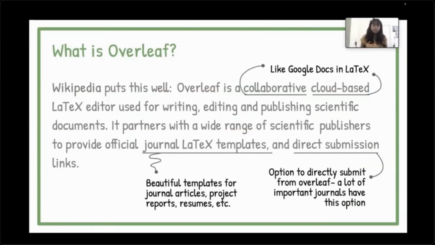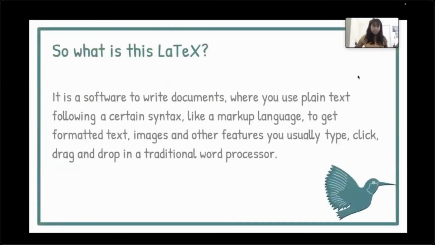It is very important because it makes writing scientific papers so much easier, because it gives you a wide array of templates for journal articles, research reports, or resumes, things like that. Also, if you have to submit these articles to a recognized journal, they usually have direct submission links, which makes the process so much smoother than having to fill a physical form and then uploading everything. So I mentioned Overleaf is like Google Docs and LaTeX. The next question you would have in mind is, what is LaTeX?